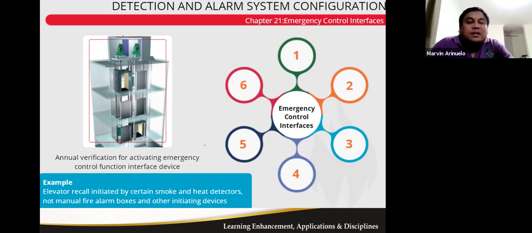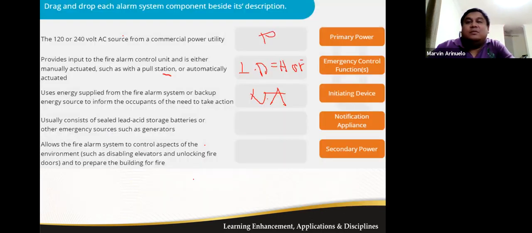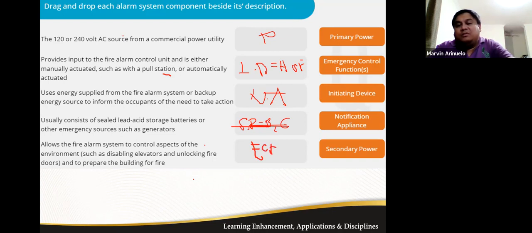It usually consists of sealed lead acid storage battery or other emergency source. This is your secondary power, and sometimes it can be a generator also. Secondary power, let's say battery and generator. And lastly, it allows the fire alarm system to control aspects of the environment, such as disabling elevators. And this is your emergency control function, not just a transmitter, guys.